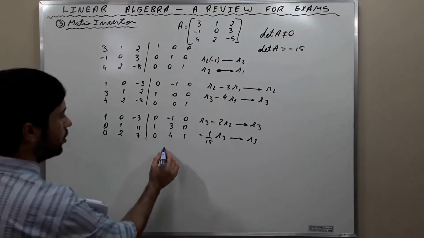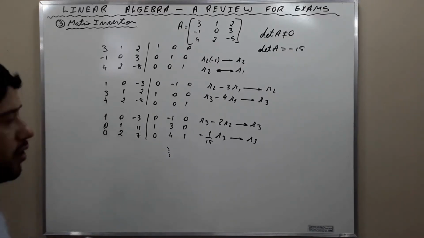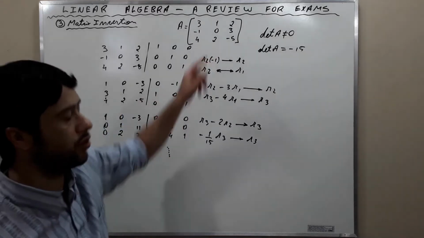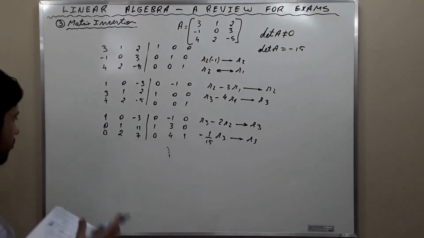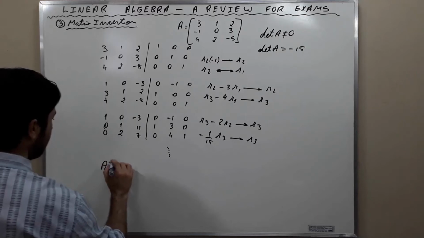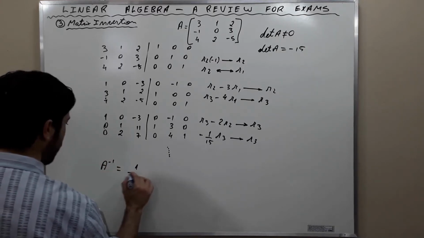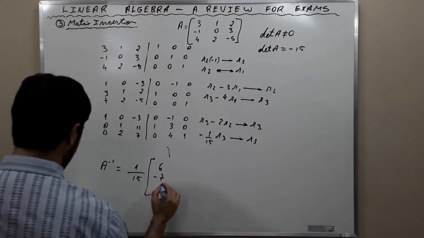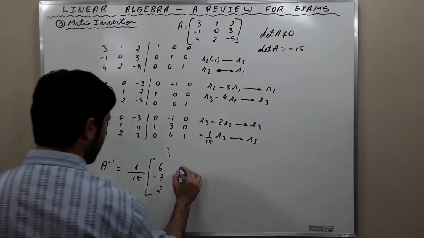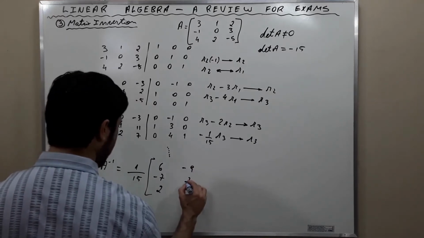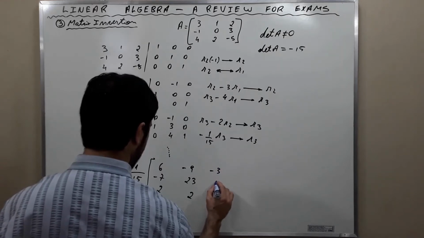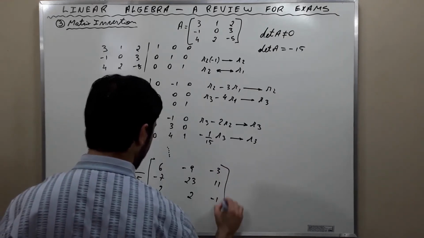And we are going to continue doing these operations here until we have this matrix here, which is the inverse of the original matrix. Okay, the inverse matrix is going to be 1 over 15, 6, -7 and 2, -9, 23 and 2, -3, 11, and -1. Okay?